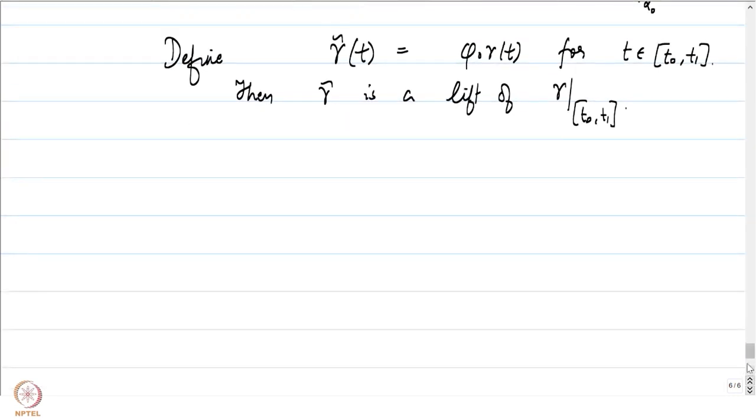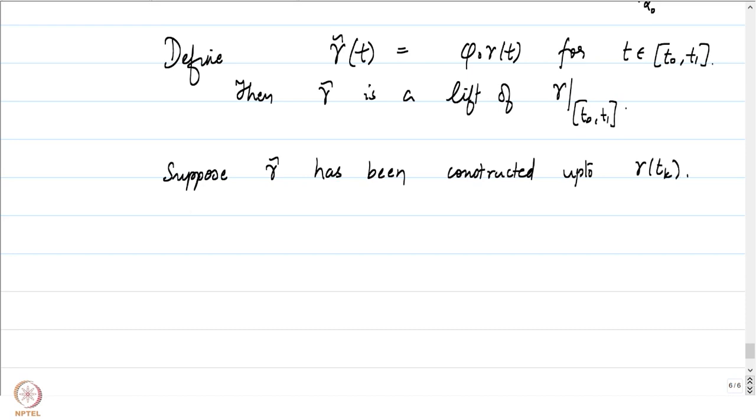Now suppose we have constructed our curve gamma tilde up till stage k. Suppose, by induction, we are trying to use induction. Suppose gamma tilde has been constructed up to gamma of t(k minus 1). Suppose this has already been done for t(k minus 1), we will try to do it for tk. Let us try to do it for tk.